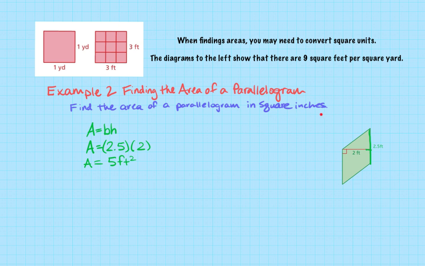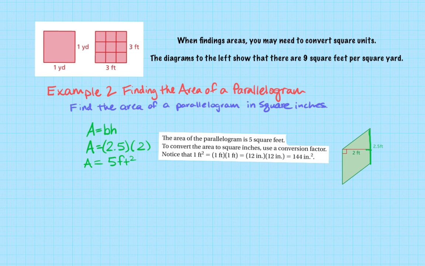However, they want us to do it in square inches, so we need to do a little conversion. I'd like you to write this information out. So it says the area of the parallelogram is 5 square feet. That's what we determined down here. To convert the area to square inches, use a conversion factor. So we're going to notice that 1 foot squared equals 1 foot times 1 foot, right? That would equal, if we know that there's 12 inches in 1 foot, then that means 12 times 12 would equal 144 inches squared.